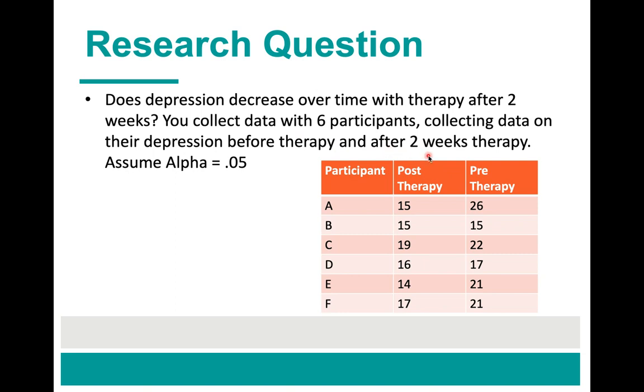So here we have a longitudinal within subjects design. We can see that we end up with our 6 participants and their pre and post test scores on depression, such that every row represents a different individual. And so we have 2 scores per person, pre and post. We're going to assume alpha equals 0.05.